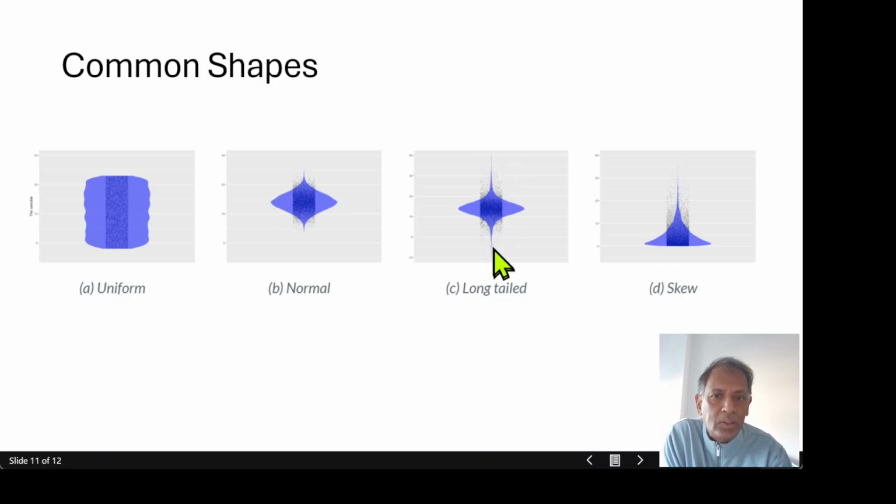Again, it is symmetric, whereas here you've got what is called a skewed distribution. The maximum density is not at the center. The maximum density is occurring here, and then one side of the tail is much longer than the other side. In fact, here there is no tail on this side at all. So these are some common shapes that we'll encounter when we look at distributions.